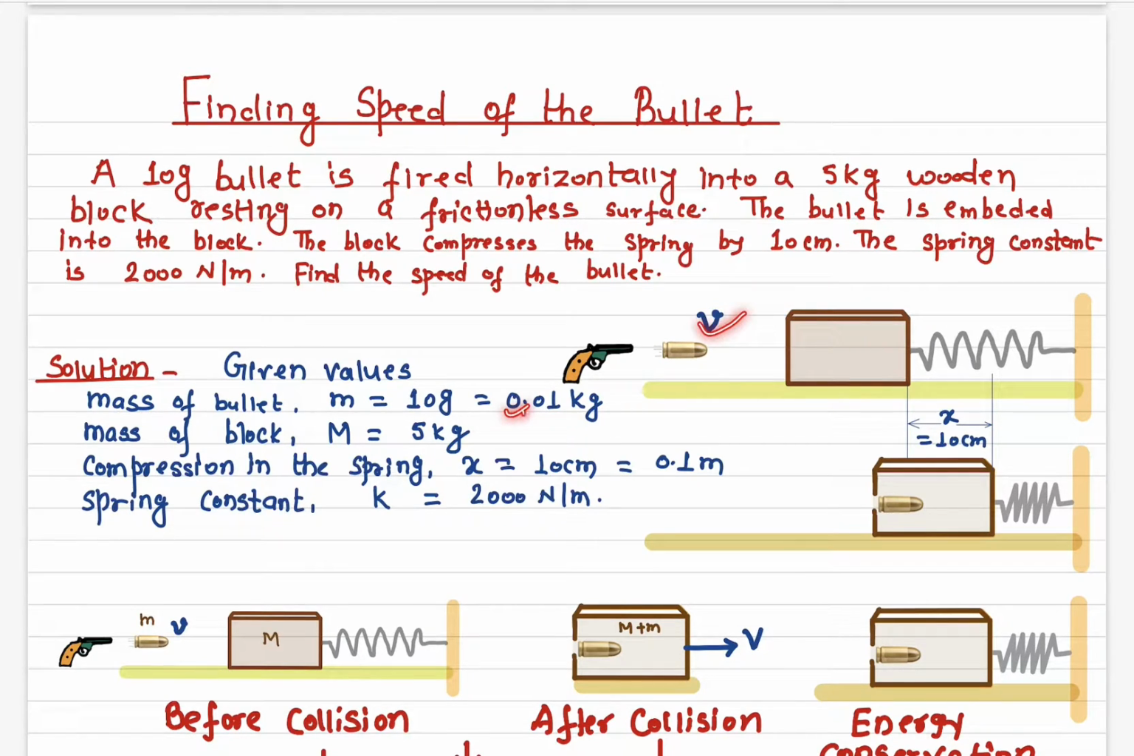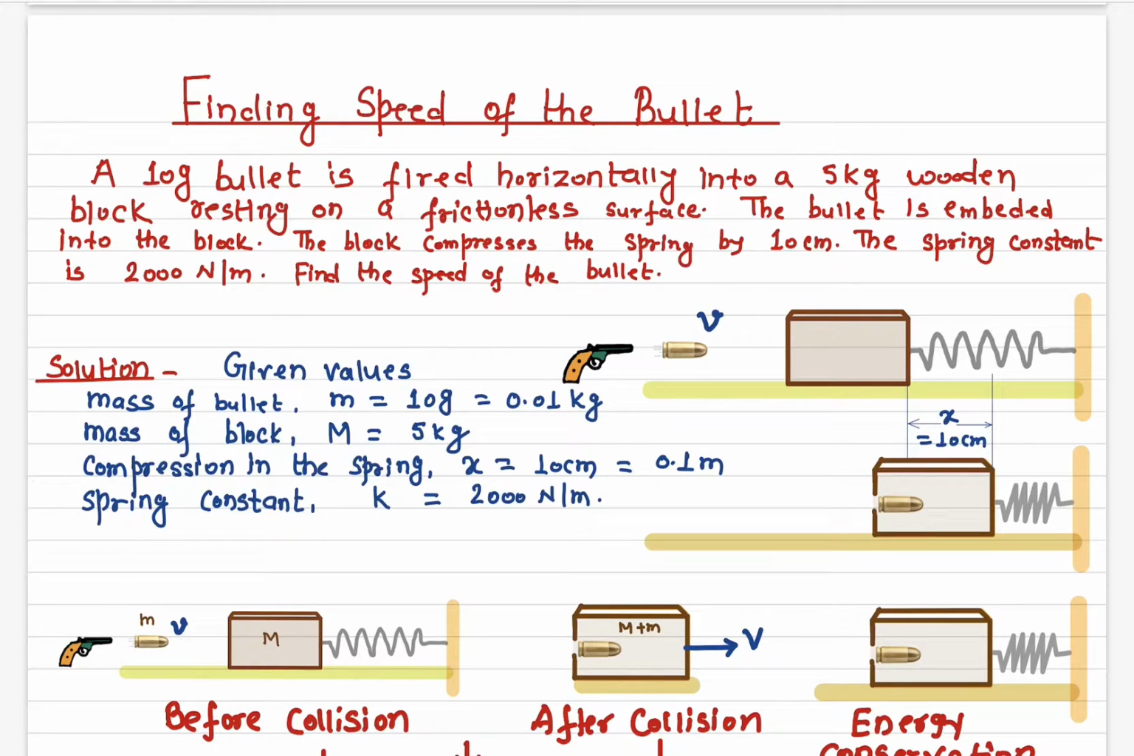The mass of the bullet is 10 gram, and the mass of this block, which is M, is 5 kilogram. When the bullet hits the block, then the block and the bullet both move together. And as it is connected to a spring, there is a compression in the spring. And the compression in the spring is 10 centimeter. That means the spring is now compressed by 10 centimeters. So this is what is given.